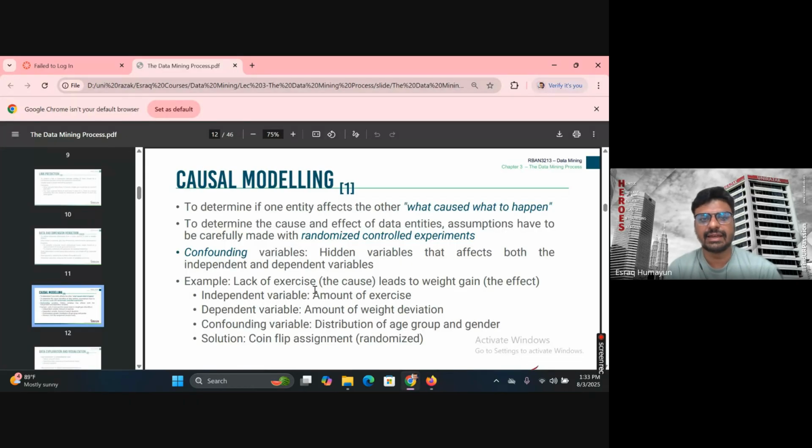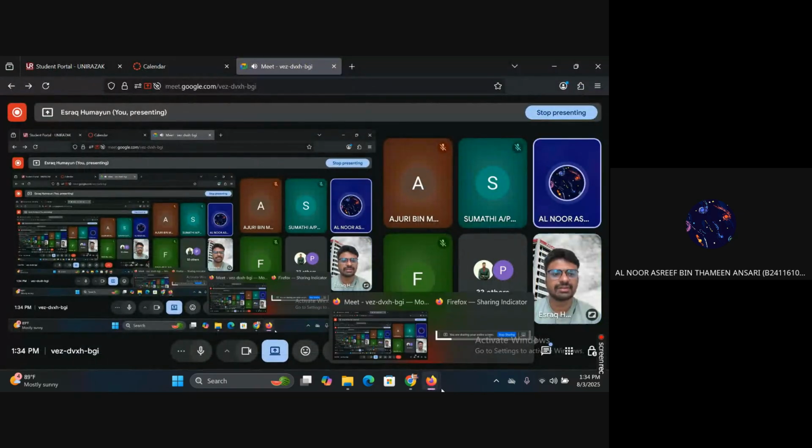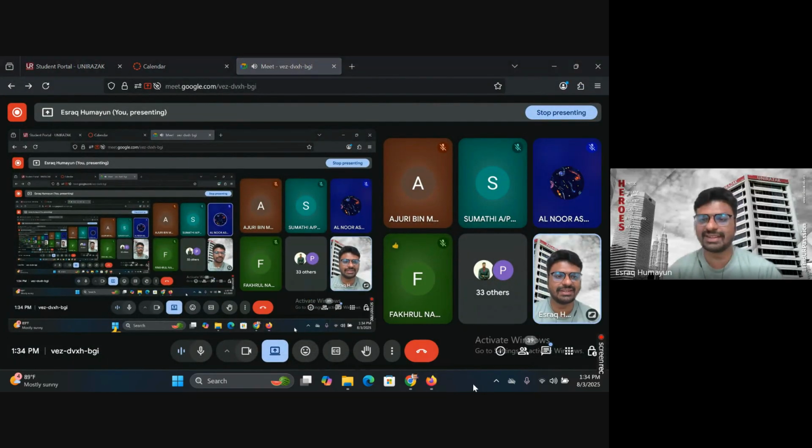Basically, there will be two variables. For example, one is amount of exercise and another is weight. So amount of exercise is the independent variable and weight is the dependent variable. So if you exercise more, your weight will be less. If you exercise less, your weight will be more. Clear? Understood, sir.